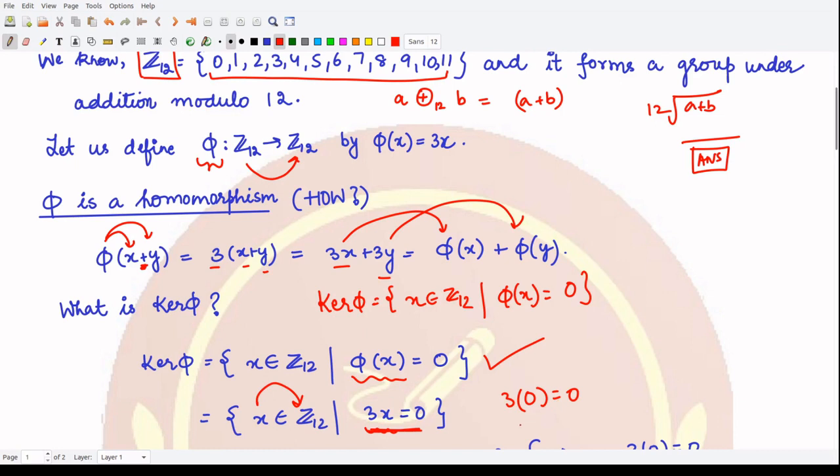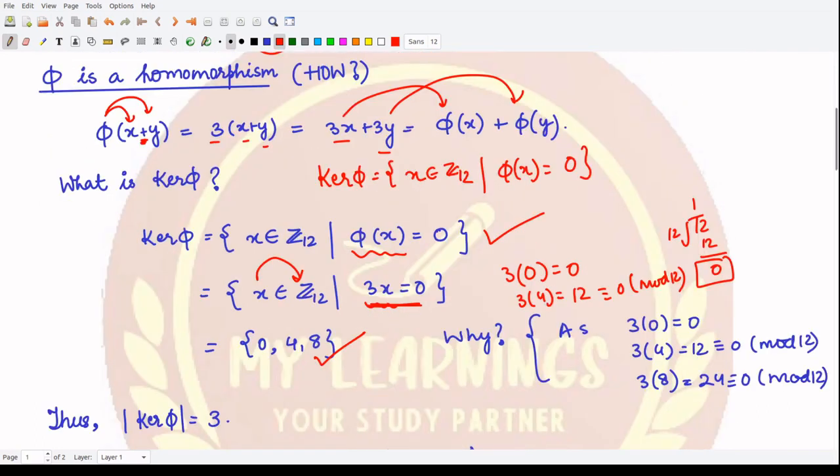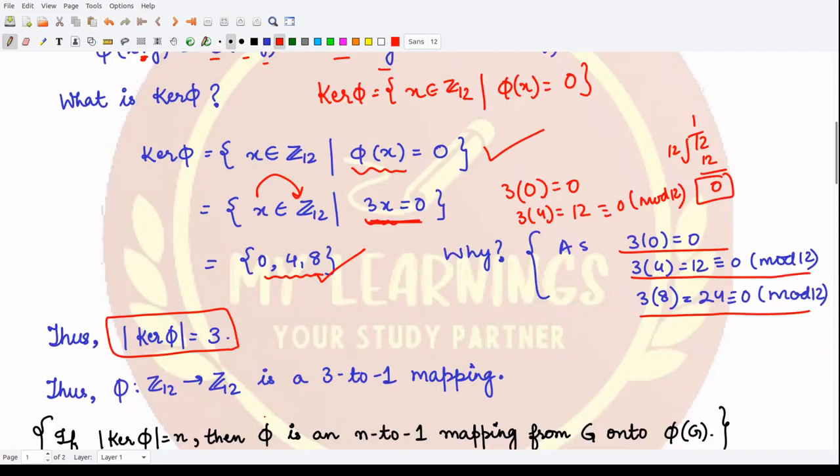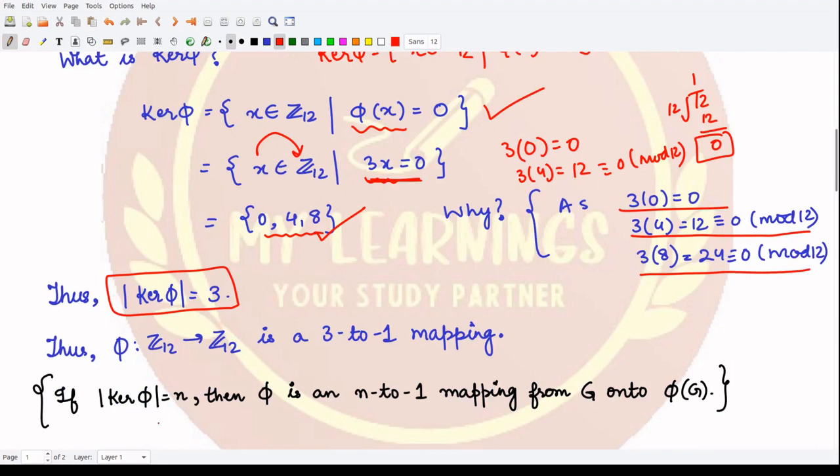We have 3 into 4 equal to 12, and when you divide 12 by 12, it goes completely and gives the remainder 0. Hence it is 0 mod 12. So 4 would definitely come, and 8 would also be there, because 3 into 0 is 0, 3 into 4 is 12, which is 0 mod 12, and 3 into 8 is 24, which is again 0 mod 12. Because there are 3 elements, the order of the kernel of phi is 3. By the result we already know, if the order of kernel phi is n, then the mapping phi is an n to 1 mapping. Here the kernel has order 3, so our homomorphism is a 3 to 1 mapping.